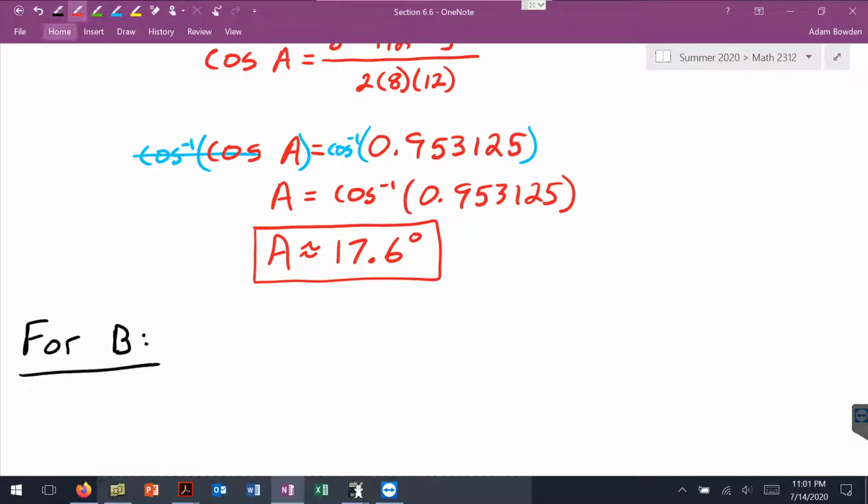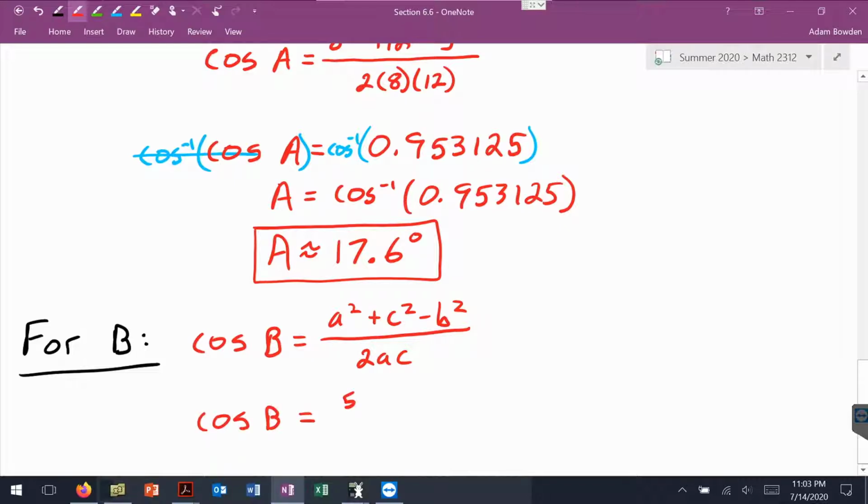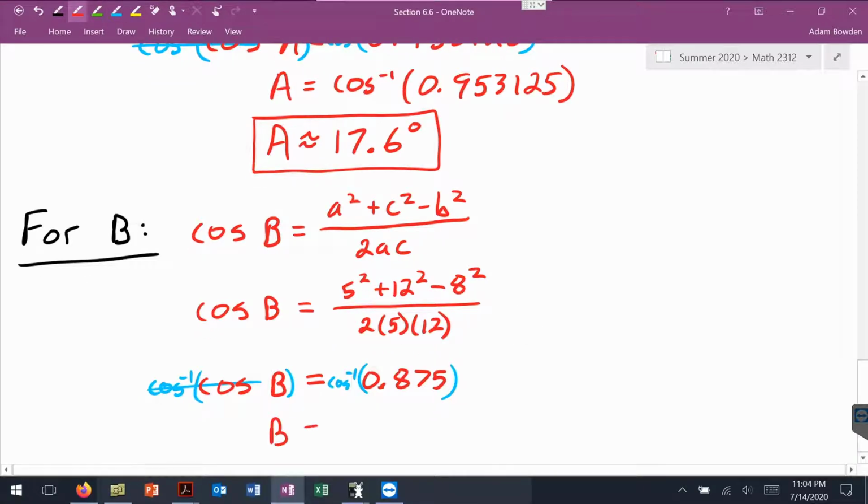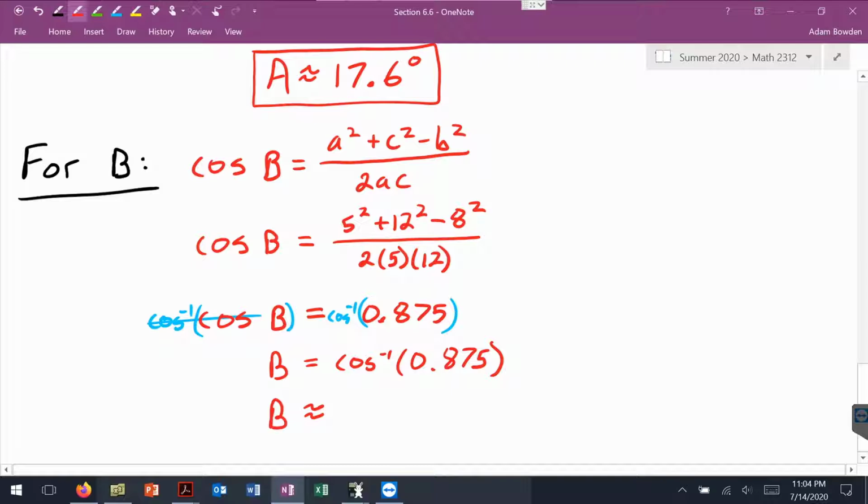Now for angle B, we're going to use the formula cosine B is equal to A squared plus C squared minus B squared all over 2AC. So in this case, that would look like 5 squared plus 12 squared minus 8 squared all over 2 times 5 times 12. Similar to before, we'll run through the calculator here. This one I came out with 0.875. So what I'll do is I'll take cosine inverse of both sides here. Okay, and that's going to bring it down to B is equal to cosine inverse 0.875. And running the calculator with that, we come out with approximately 29.0 when rounded to the nearest tenth.